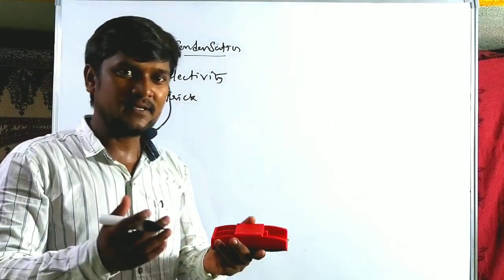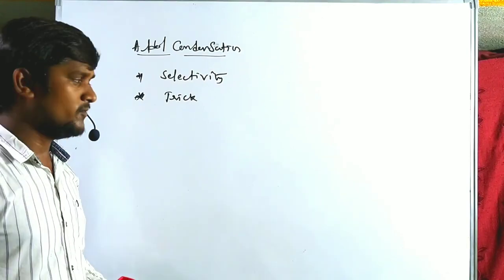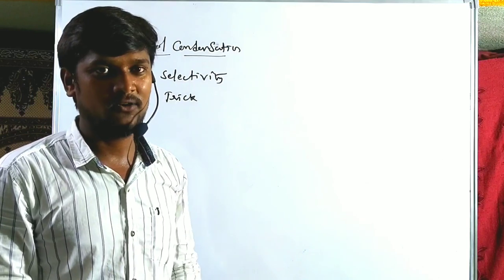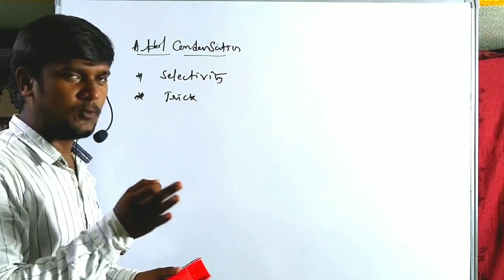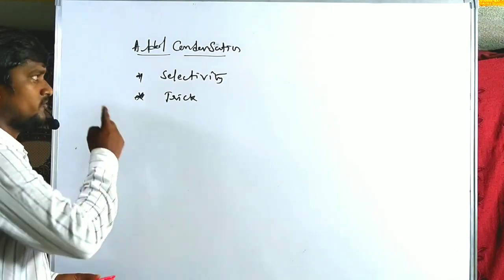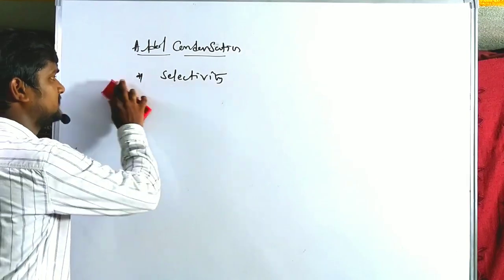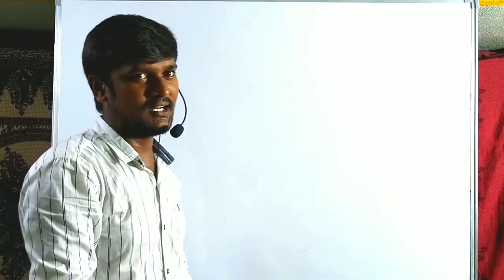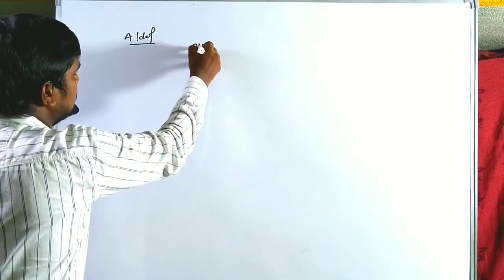There are several types of aldehydes and ketones that can undergo aldol condensation. Writing all four steps in each and every reaction would be a burden. That's why I'll give a very simple trick to write the aldol products in an easier manner, in less than 30 seconds. First we'll go with selectivity, the selectivity of aldol condensation. Let us discuss it one more time, briefly.